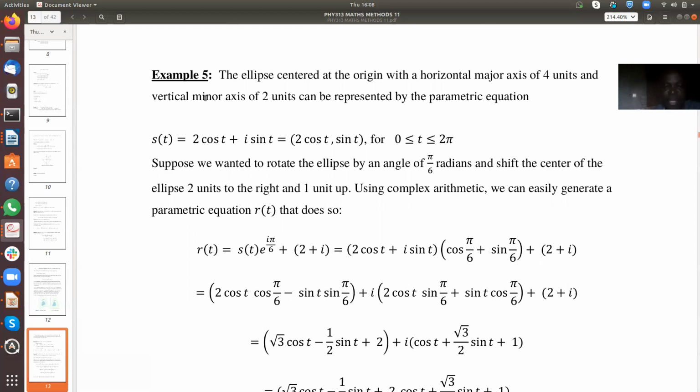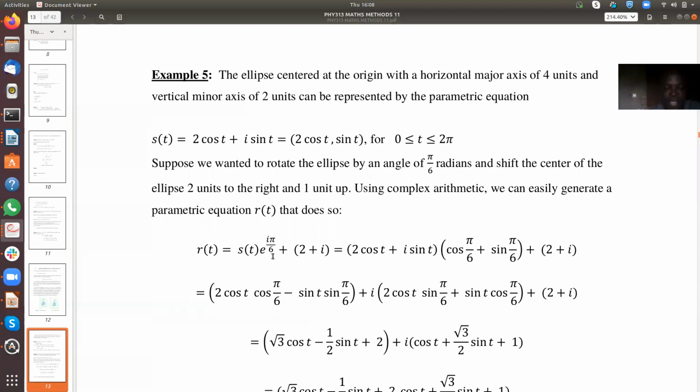This is another example, called example 5. It says the ellipse centered at the origin with a horizontal major axis of 4 units and vertical minor axis of 2 units can be represented by the parametric equation, that is this equation. Suppose we wanted to rotate the ellipse by an angle of pi over 6 radians and shift the center of the ellipse 2 units to the right and 1 unit up. So 2 units to the right, that is along the x, and 1 unit up, that's along the y. Using complex arithmetic, we can easily generate a parametric equation that does so.